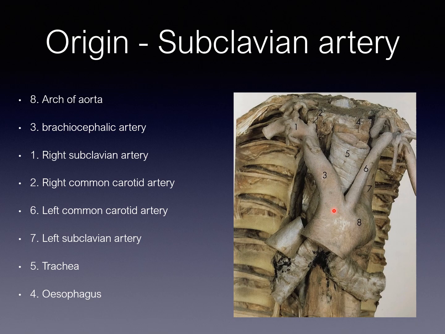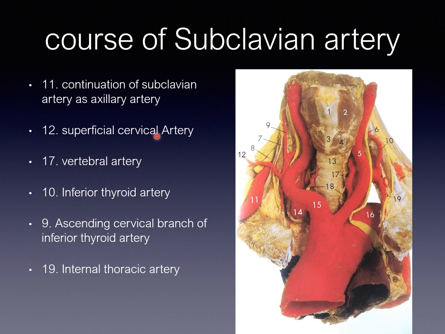Okay, so this image gives you the idea about the origin of the subclavian artery, right? So these are all our MCQs. The right subclavian artery originates from the brachiocephalic artery, and the left subclavian originates from the arch of aorta. Very good. So that is finished, and then next we'll move on to the course.